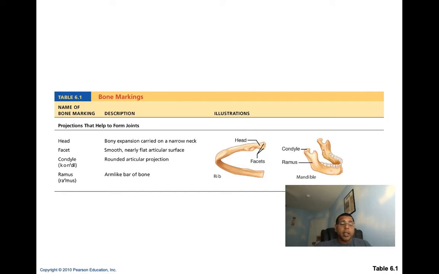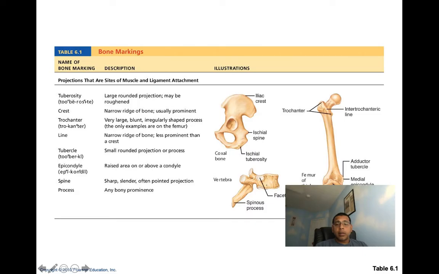Next is a condyle. When we use the term condyle, we're talking about a rounded articular projection. Here we're going to have a condyle, the lateral condyle of the femur and the medial condyle of the femur. They're better appreciated on the back.